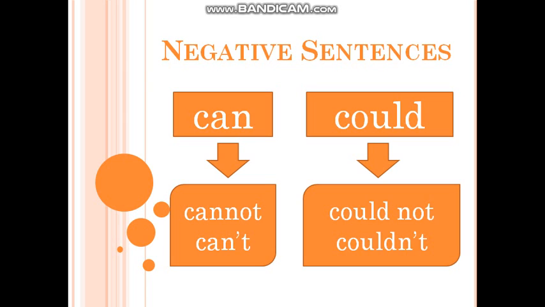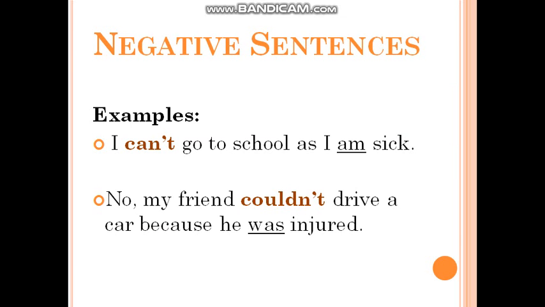Let's see some examples. I can't go to school as I am sick. I dash go to school as I am sick. You don't know what you have to use here, either can't or couldn't. So look at the sentence carefully. In which time is it given? Is it present or past?